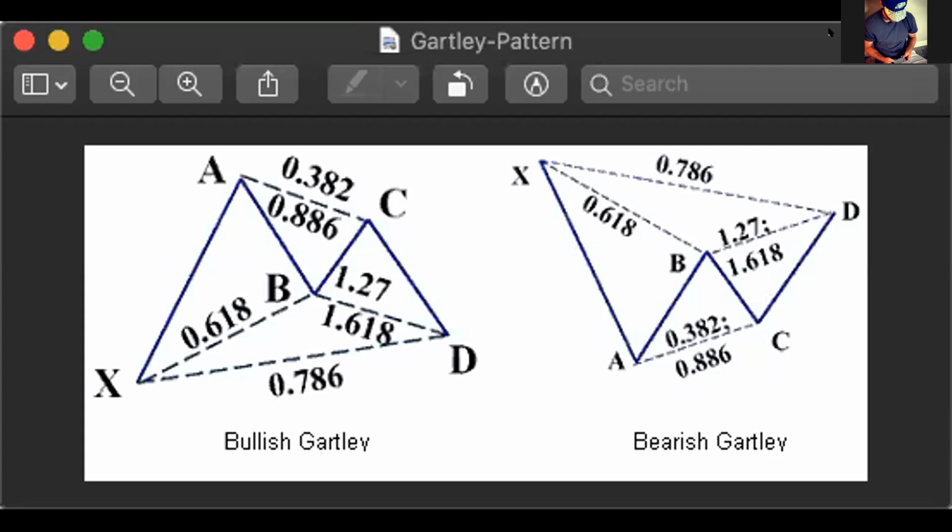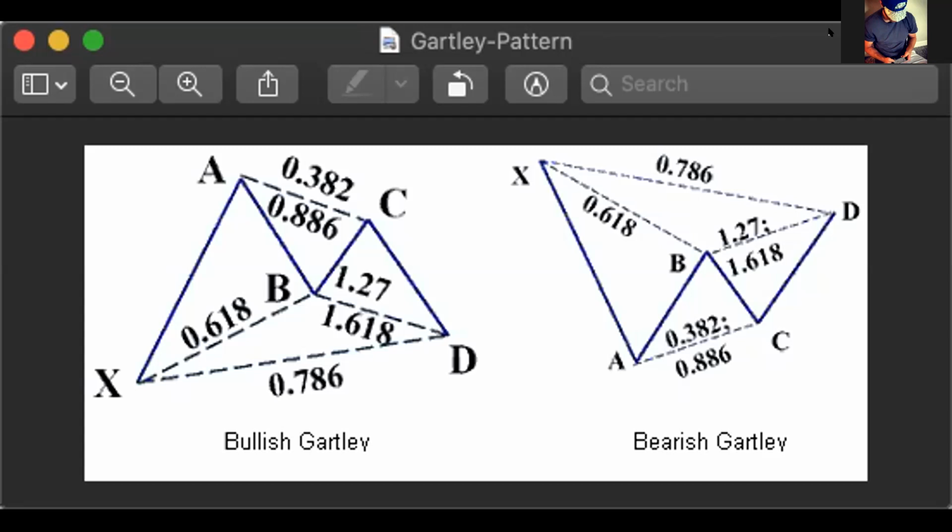has the impulsive move here. The pullback is to the 61.8. That's like the important part. The next move up is in between 38.2 and 88.6. And then the next move down is an extension of B to C in between 127 and 1618. You see all these fib levels right here are levels that I like to use, except the 38.2.